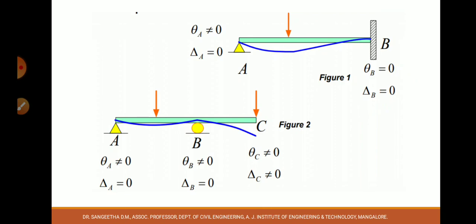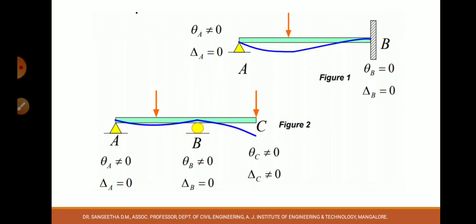But what about at support A? At support A it is hinged. Hinged means it can rotate, but it is restrained against horizontal and vertical motion. So at A it cannot deflect, but it can rotate. So here theta A is not 0, delta A is 0. Got it?